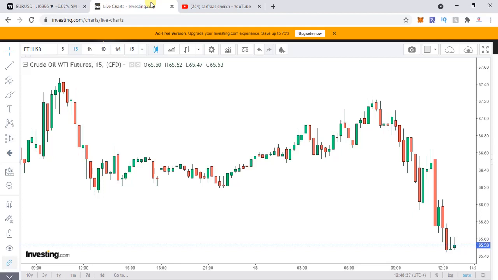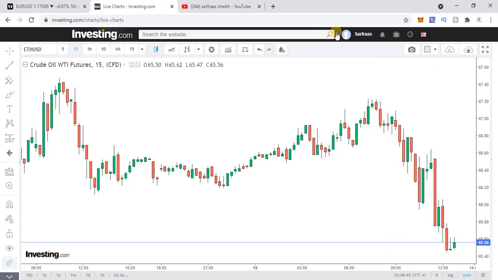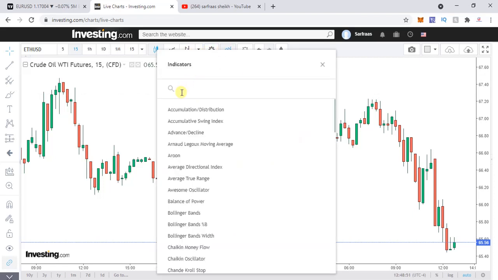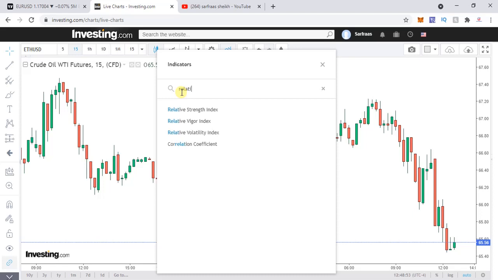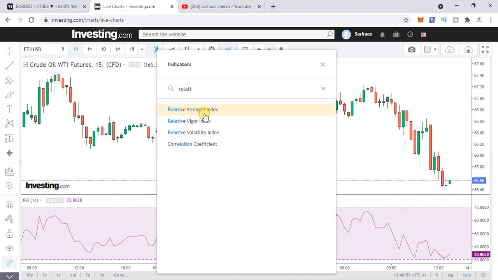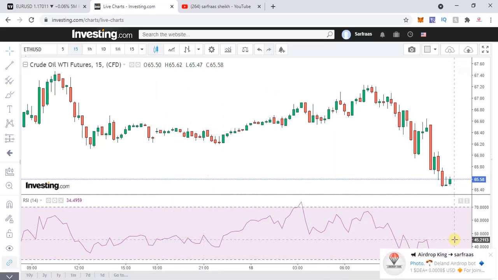So let's move ahead and understand how to set up the RSI indicator, and how you go about using it. Our learning platform is investing.com. So I'm going to come to investing.com, go to the indicators, and search for relative strength index. Here you go. Okay, so we have the relative strength index indicator over here.